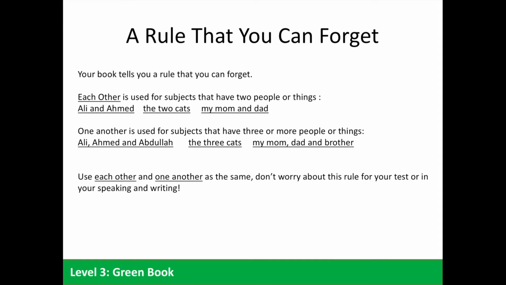So in your book, you have a rule that we don't need to remember for the exam. The book states that each other is used for subjects that have two people or things. For example, Ali and Ahmed, the two cats, my mom and dad. It also states that one another is used for subjects that have three or more people or things, like Ali, Ahmed, and Abdullah, the three cats, my mom, dad, and brother. However, in English, you can use each other and one another as the same thing. You don't have to worry about this rule for your test or in your speaking and writing.